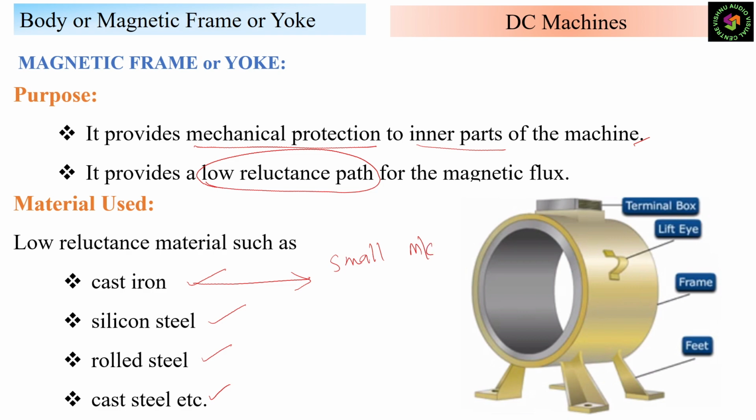But when it comes to big machines, cast iron is not suitable because it is heavier compared to steel. So we go with silicon steel. Also, for big machines a single roll is not possible, so they will use laminations in the construction.